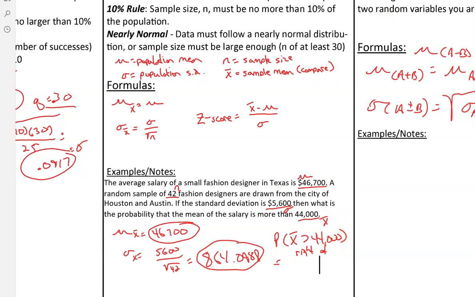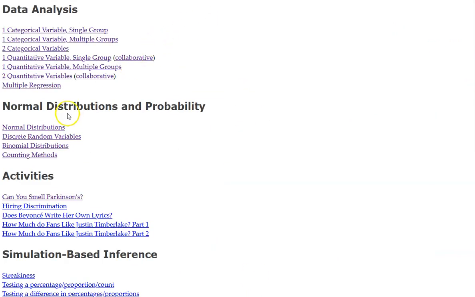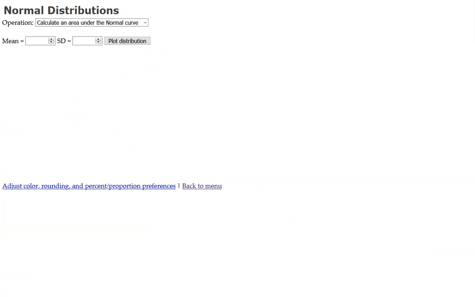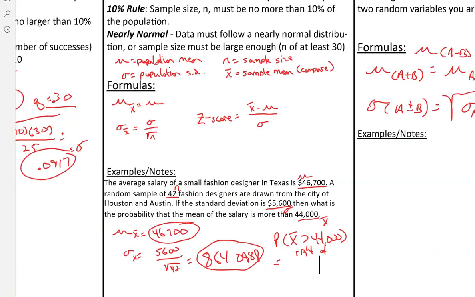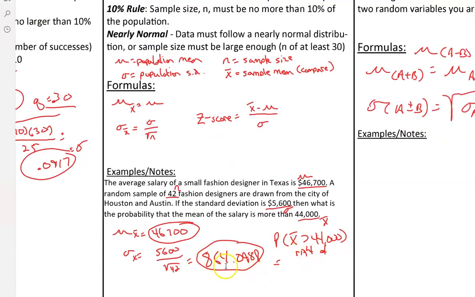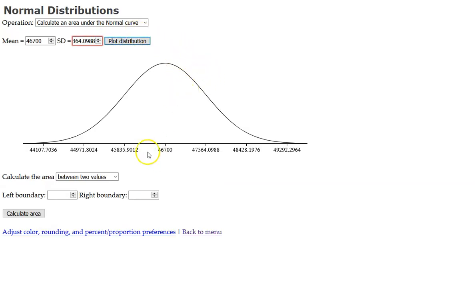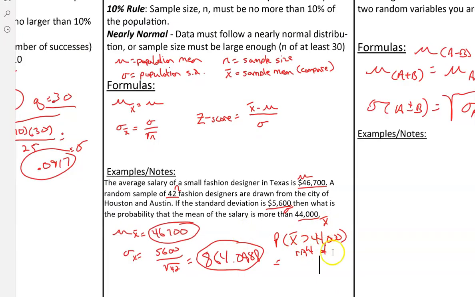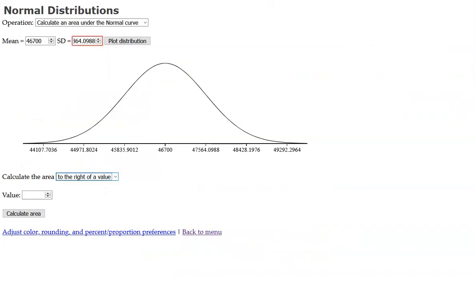So I'm going to go to Stapplet, and I'm going to pick normal distribution. And the mean is 46,700. And the standard deviation right there is 864.0988. And I'm going to plot, and you're going to pick to the right of, and you're going to compare it to 44,000. To the right of 44,000, because it's more than. What's the chance that it's more than 44,000?